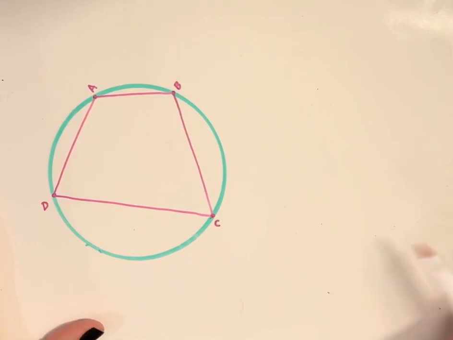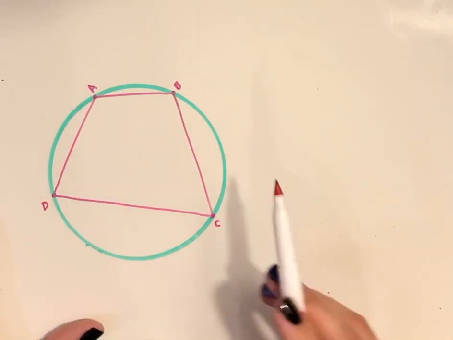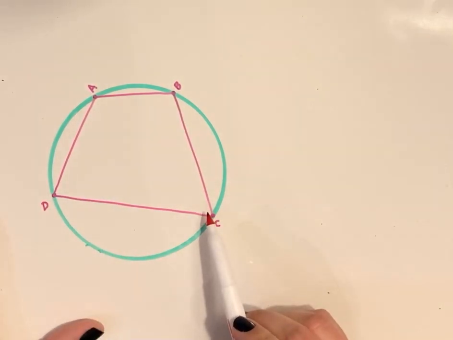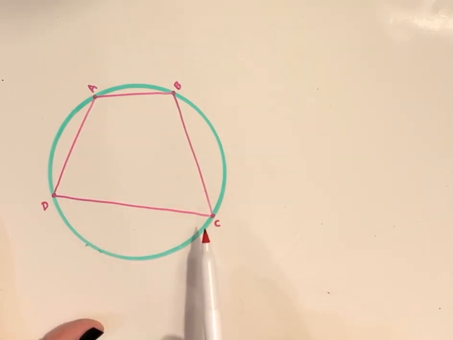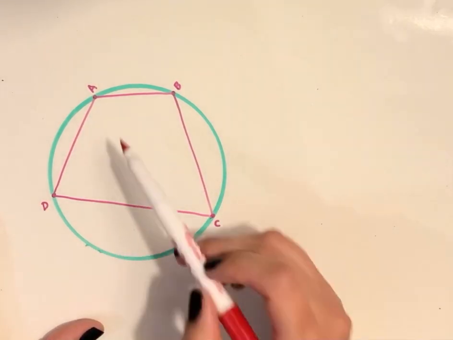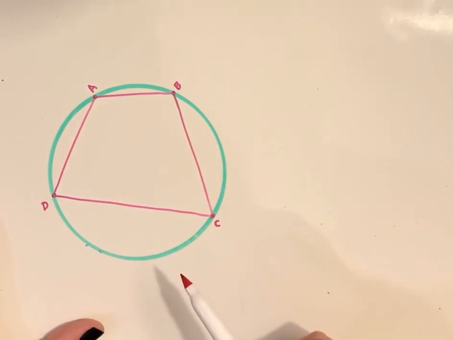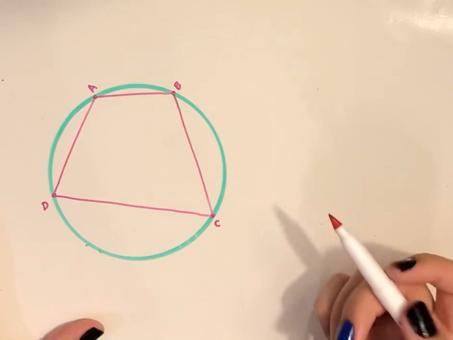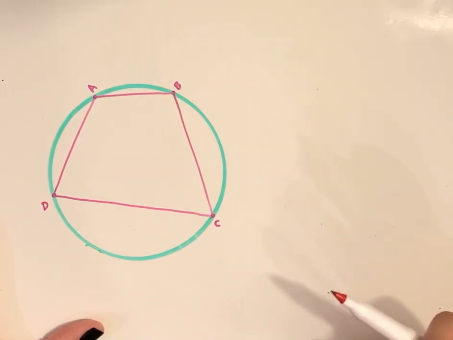So we're going to focus on the relationship between angle A and angle C. I can see that they're not congruent to each other. Angle A is clearly an obtuse angle, whereas angle C is clearly acute. So they are not congruent to each other, but they do have some relationship.